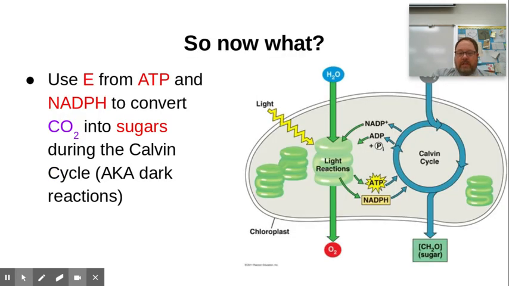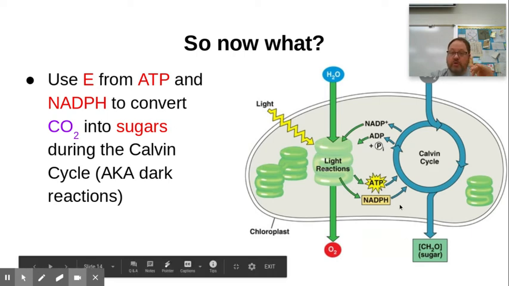So now what I'd like to do is talk about what we do with that chemical energy. All right. So the energy from ATP and NADPH is used in another set of reactions called the Calvin cycle, named after Melvin Calvin, the man with two first names. Or sometimes they're called the dark reactions or the light independent reactions. Again, however they call it on the AP exam. This happens in the stroma, that fluid in the chloroplast.